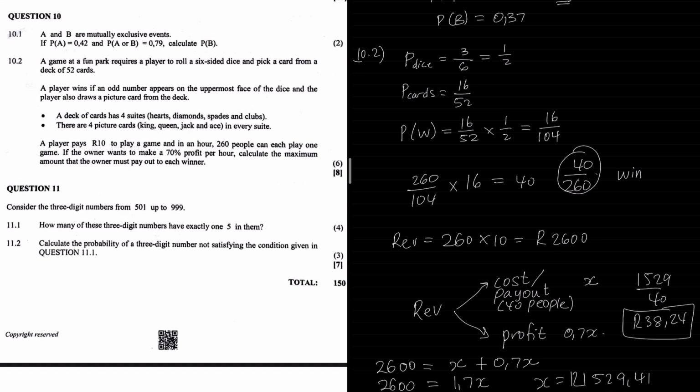Okay, and that's it. Let's move on to question number 11 now. Question number 11 says, consider 3-digit numbers from 501 up to 999. How many of these 3-digit numbers have exactly one 5 in them?